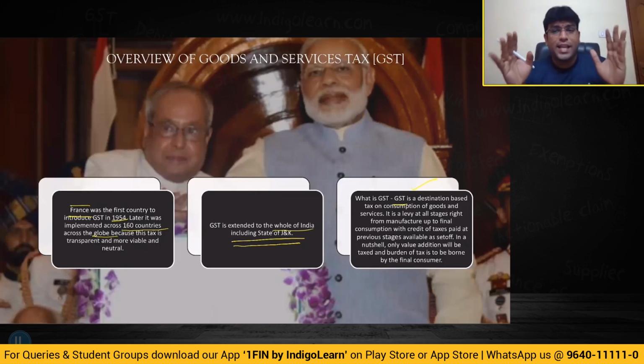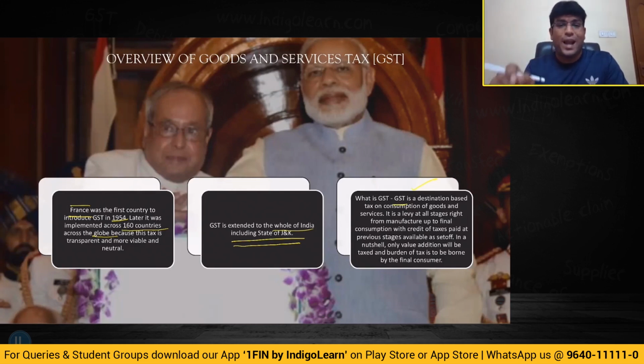Technically, we say that an indirect tax is a tax where impact and incidence are on different persons. Impact means who is liable to pay. Incidence means who actually pays. Both are different when it comes to indirect taxes. That's actually the beauty of indirect taxes. Income tax, we can't shift the burden, but definitely we can shift the burden of GST.